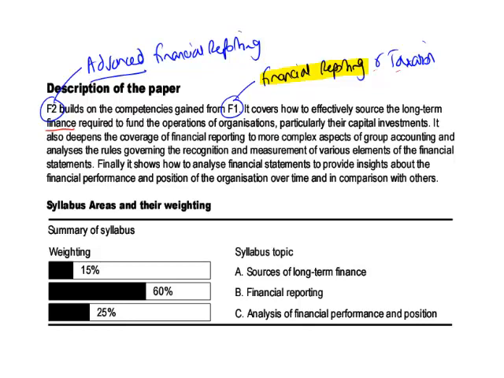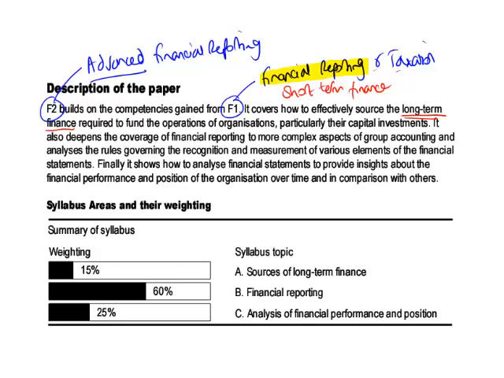At F1, amongst other things, we looked at short-term sources of finance. Now, at F2, we take that finance theme onwards, but we look at long-term sources of finance. So the different types available to us, how we go about raising them, and the advantages and disadvantages of each, along with some calculations of cost of capital.